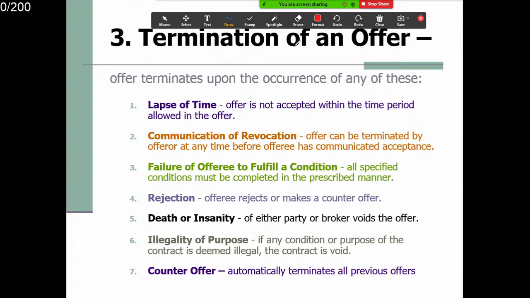Alright, termination of an offer. Offer terminates upon occurrence of any of these. 怎么去结束一个 offer 呢？Lapse of time，时间到了，他只有给你3天去考虑，3天过了就没有这个 offer 了。Offer is not accepted within the time period allowed in the offer.